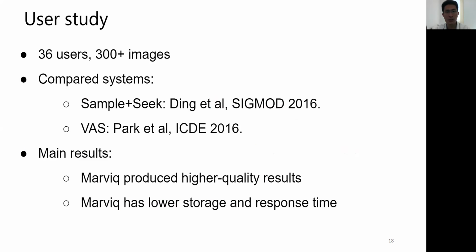We first did a user study to verify the idea of Marviq. In the user study, we compared Marviq with SampleSeq and VAS, and we gathered 36 participants and generated more than 300 images. The results show that Marviq can produce higher quality results than SampleSeq and VAS. And for the same quality threshold, Marviq has lower storage and response time.